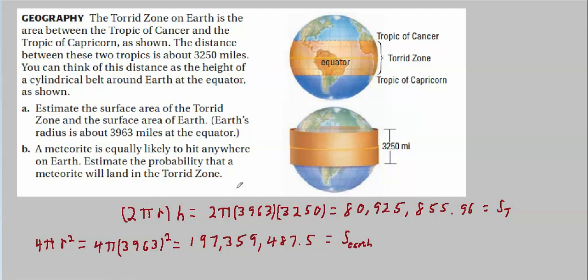Now, what they want to know is, if a meteorite is equally likely to hit anywhere, estimate the probability that it will land in this band here. And keep in mind this idea of equally likely to hit anywhere. I'm not sure that's really true. There's a lot of magnetic fields at the poles of the Earth, and incoming particles get caught up in those magnetic fields and tend to get thrown, I think, more towards the equator and not up here. But I could be wrong about that.